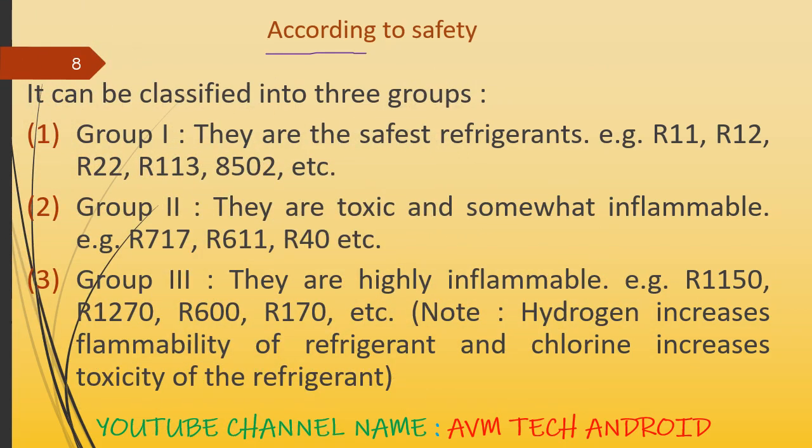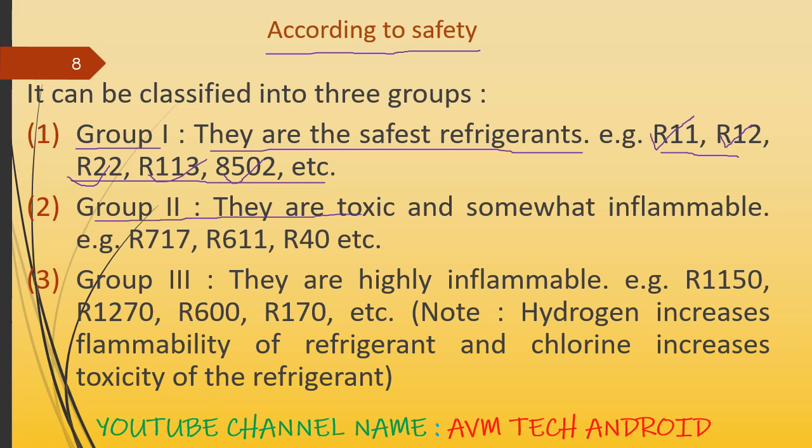Now the next way to classify the refrigerant, that is according to the safety. So it is a very important group 1. They are safest refrigerant. That include R11, R12, R22, R113, R502. So these R11, R12, R22, R113, R502, these are safest refrigerant.